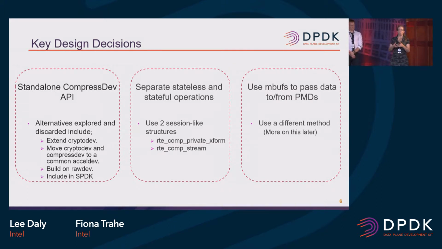But then that private transform made sense for a stateless operation. So at the moment, Lee already referred to stateless versus stateful in compression. This is a concept we didn't have in crypto. For compression, a stateless operation is where you give all the data in one operation, and you get your results back, and it's compressed. You go away, you can decompress that.